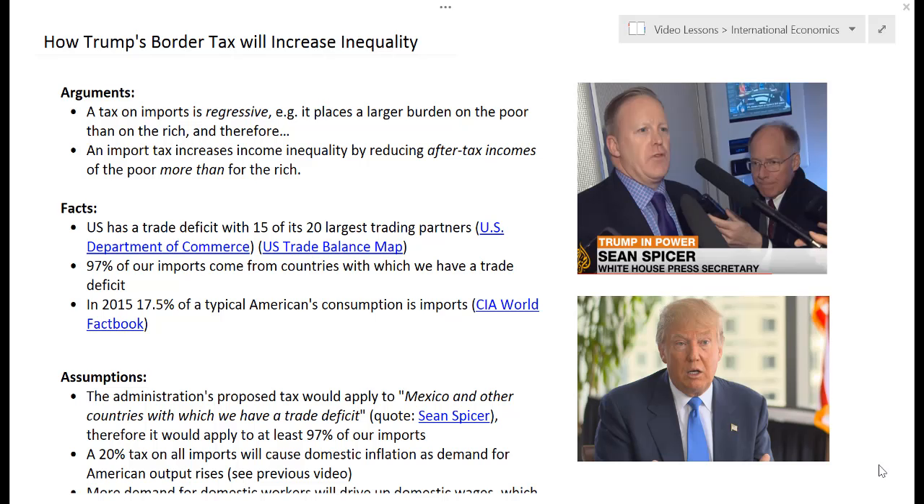Recently, the Trump administration announced that it was considering paying for the wall along the Mexican border by placing a 20% tax on imports from Mexico and other countries with which the United States has a trade deficit. Listen to Press Secretary Sean Spicer explain.